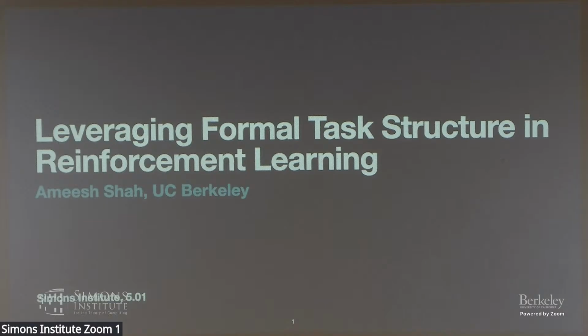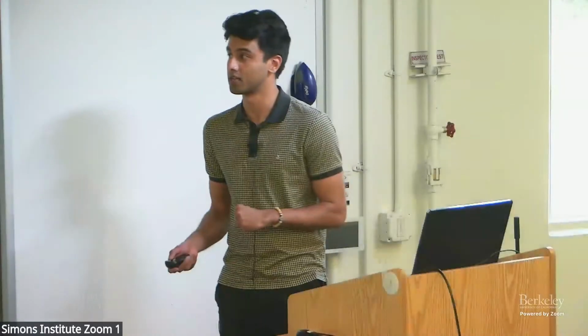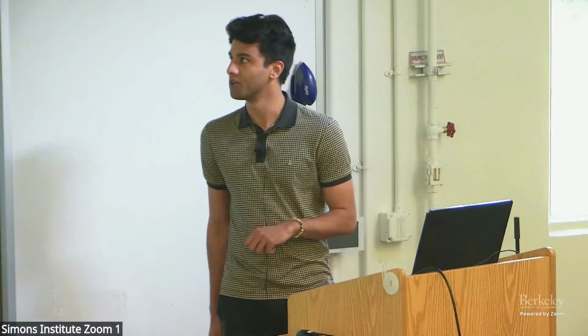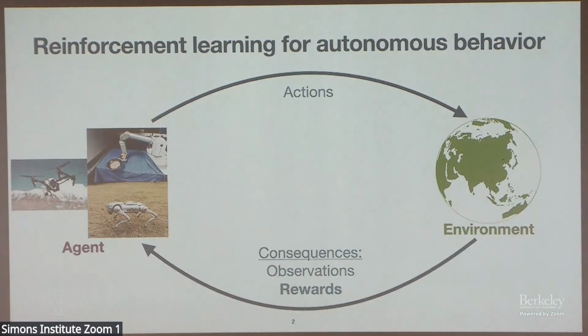I'll be talking about reinforcement learning today, and I'll be talking about formal methods and formal task specifications and the relationship between the two, which is what I've been looking at with Sanjit for a little while now. For those of you who don't look at RL all the time, this is the basic loop for reinforcement learning. Reinforcement learning asks the question of how do I learn behaviors that are desirable in the world by interacting with the world, right?